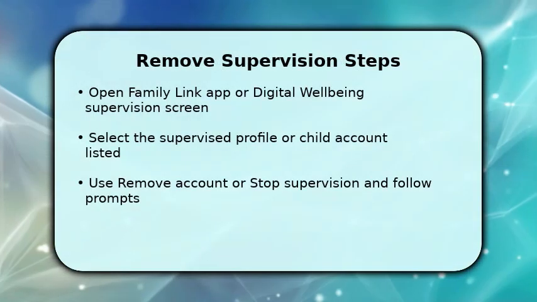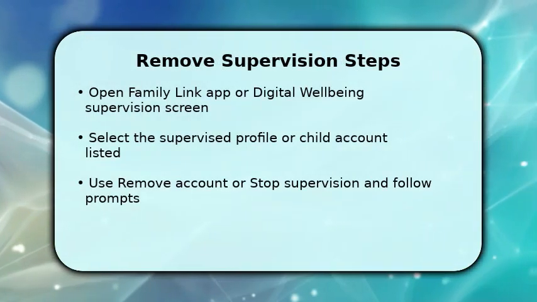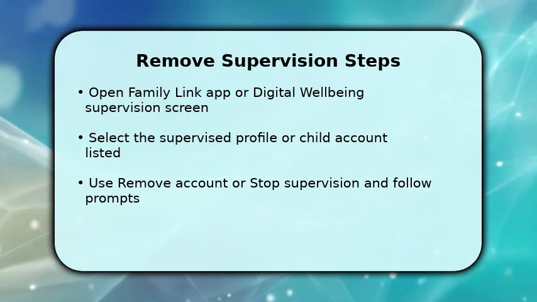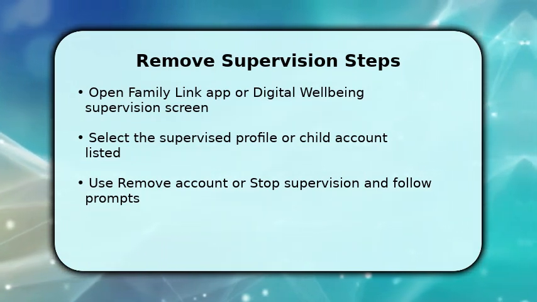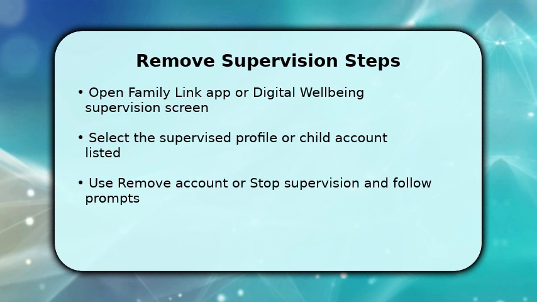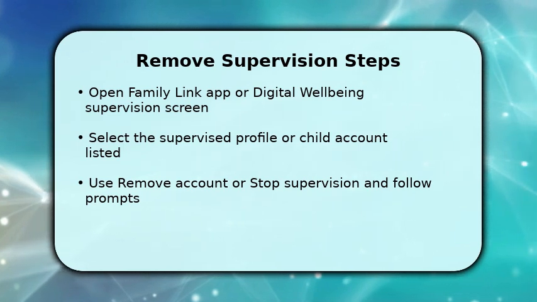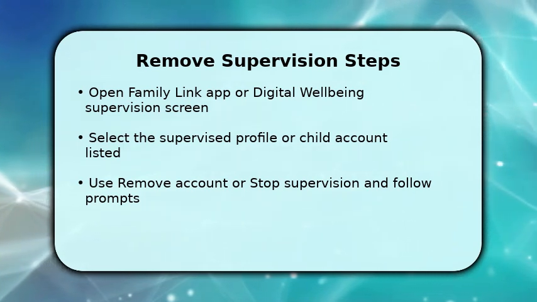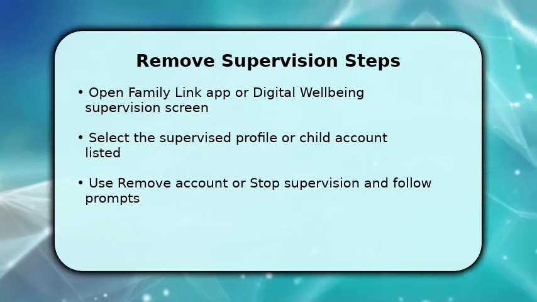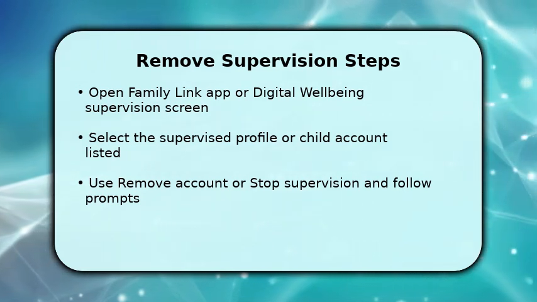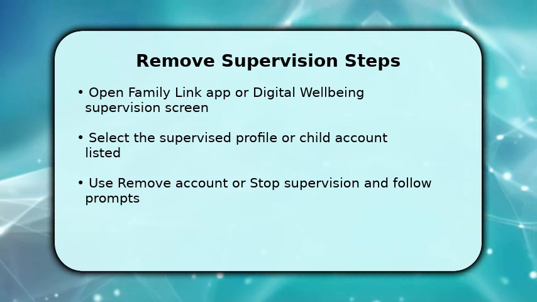You'll now remove supervision from the child profile. In Family Link or Digital Wellbeing, select the child's profile listed on the device. Tap More or the Settings gear, then choose Stop Supervision or Remove Account. You'll be prompted to sign into the parent Google account to confirm. Enter the parent password when asked and approve the change.